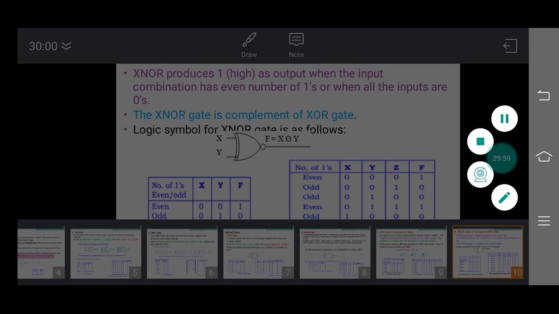At that time what you need to do is write what the input should be, what the output should be. When you give input as an odd number, even number, what will be the output? High or low, like that, and write the logic symbol and write the truth table.